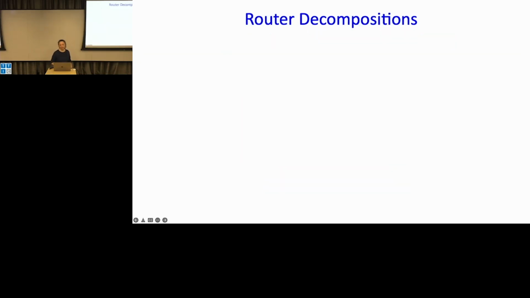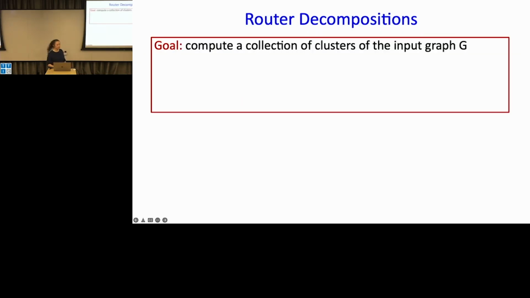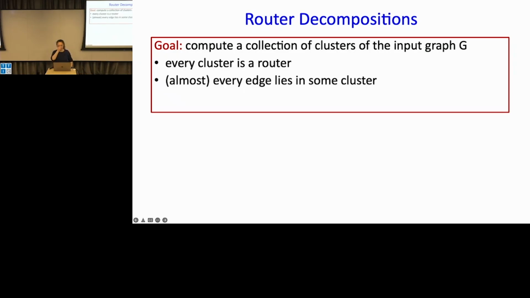Now, what's a router decomposition? It's like expander decomposition only for routers. So we want to compute a collection of clusters of the input graph G so that each cluster is a router. And we want to make sure that almost every edge, or even every edge, in our graph lies in some cluster. And we no longer require that the clusters are disjoint. This seems too hard, but we require that every vertex only lies in a small number of these clusters.